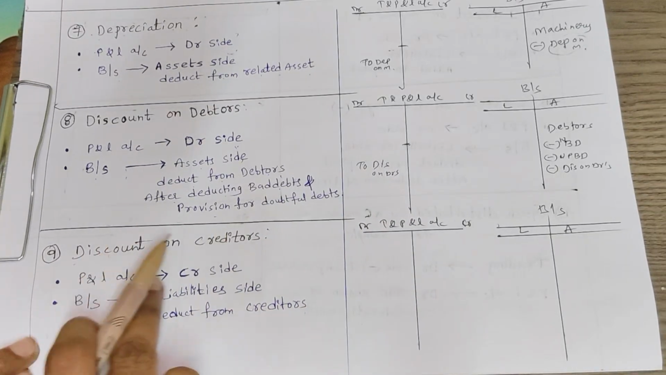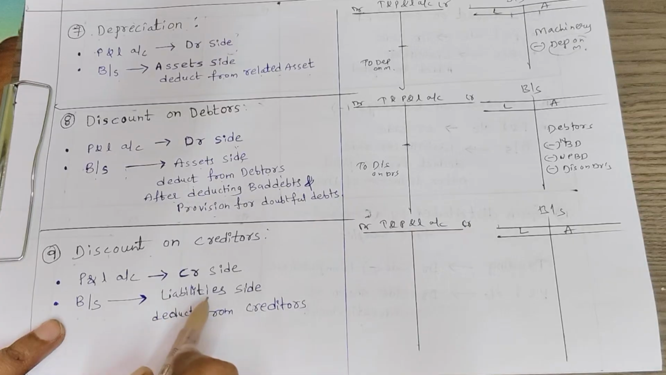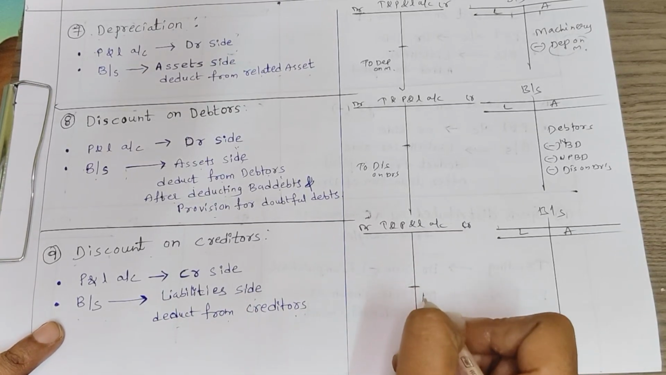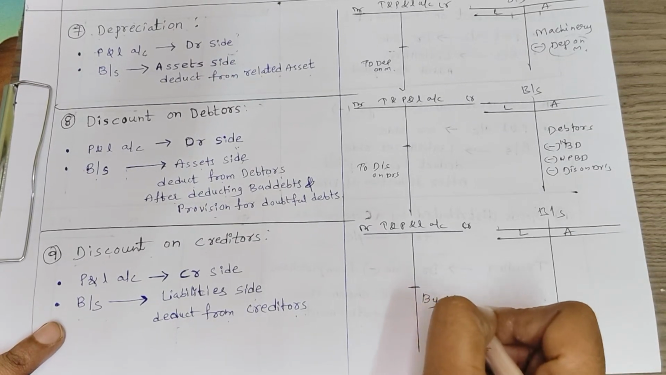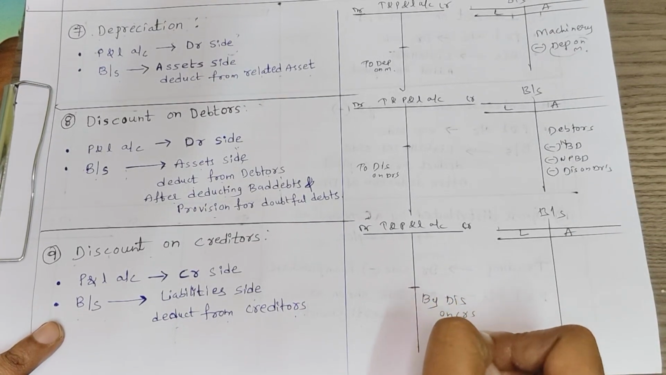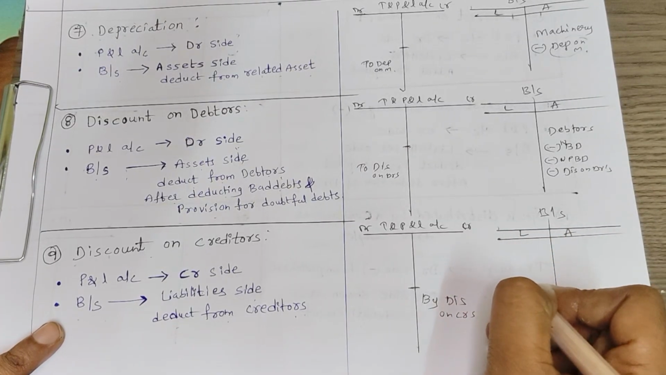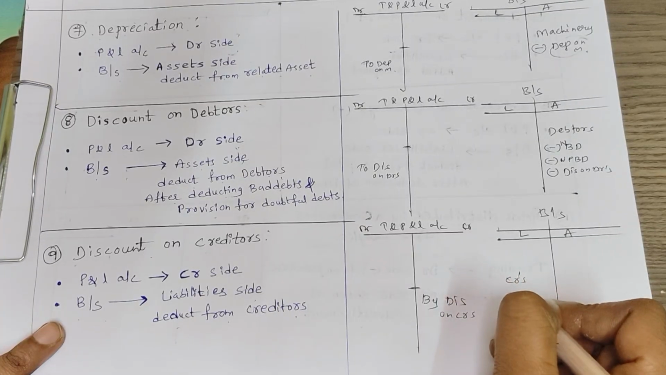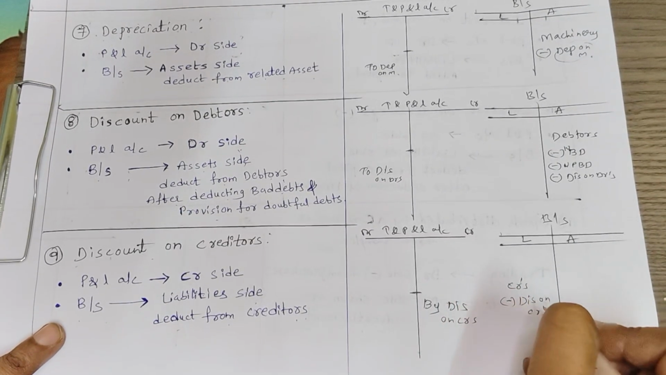Okay, so profit and loss account credit side once you need to write, and second time balance sheet liability side deduct from creditors. So in the profit and loss account credit side, just you need to write discount on creditors. Then we need to show balance sheet liability side. Already we have creditors. From that creditors, we need to deduct this discount on creditors.